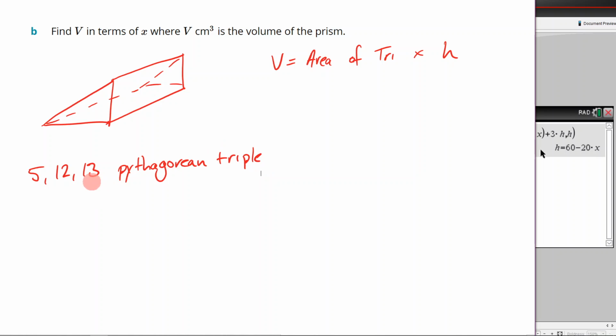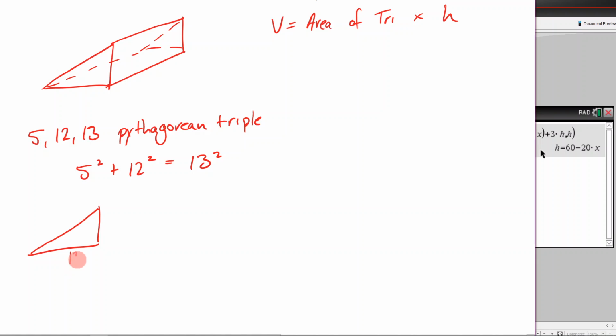Now, this isn't the only Pythagorean triple. And what I mean by Pythagorean triple is that if I went 5 squared plus 12 squared, that's equal to 13 squared. So that means I could have a triangle that looks like this. So this would be 12. 13 has to be the bigger one, doesn't it? It has to be the bigger one. And then 5 is over here because the hypotenuse is always the biggest one. And this is a right angle.